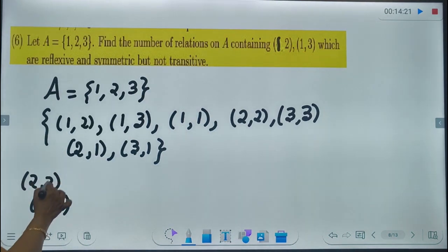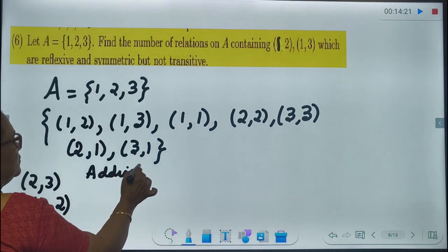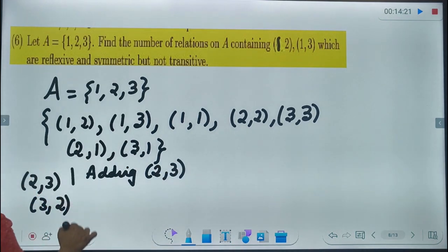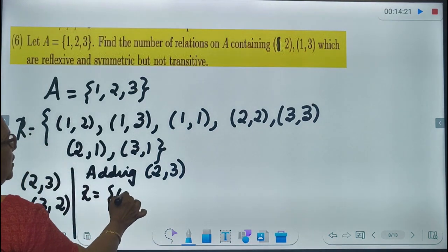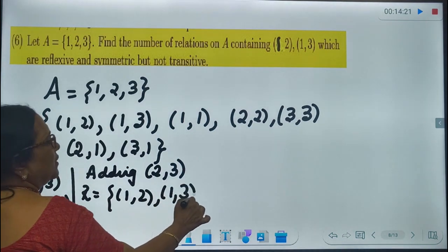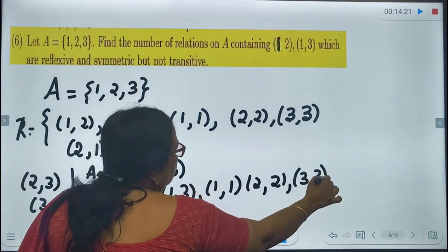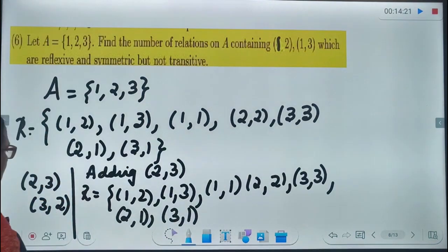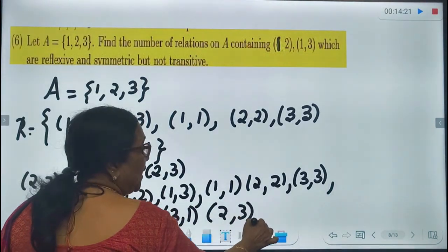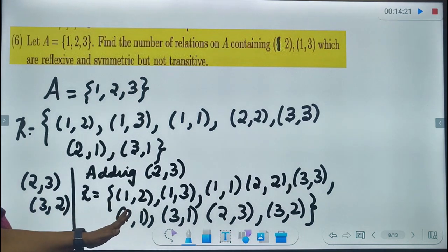If I add (2, 3), then I have to add (3, 2) because it has to be symmetric. So R equal to {(1, 2), (1, 3), (1, 1), (2, 2), (3, 3), (2, 1), (3, 1)}. Okay, I'm going to add (2, 3). I have to add (3, 2) also because it is symmetric.